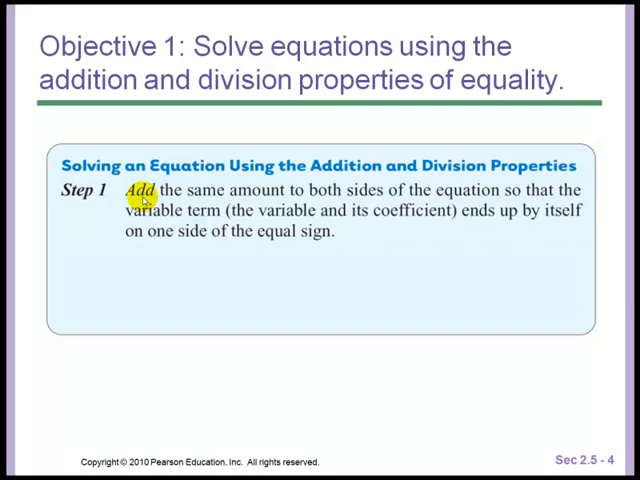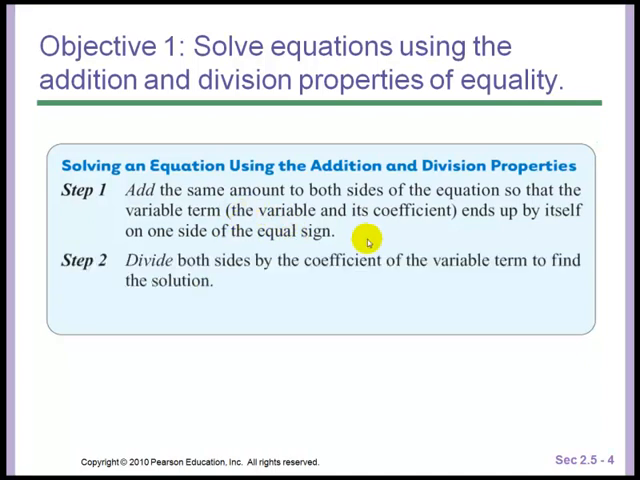Step 1. You're going to add the same amount to both sides of the equation so that the variable term, that's the part with the letter, ends up by itself on one side of the equal sign. It does not matter whether it's on the left side or the right side, as long as you have a variable on one side and the constants on the other. Then you're going to divide both sides by the coefficient of the variable term to find the solution.